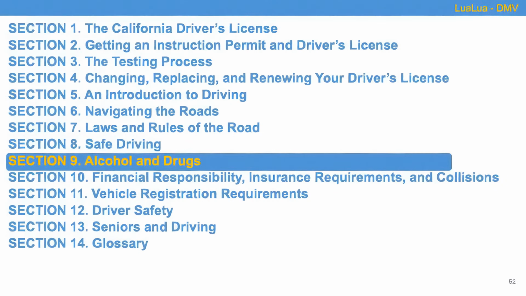Section 9. Alcohol and drugs. California's driving under the influence, DUI laws apply to both alcohol and drugs. It is illegal to drive while under the influence of alcohol or any drug that affects your ability to drive safely. As you age, your tolerance to alcohol decreases, which increases the risk of alcohol-related driving problems.